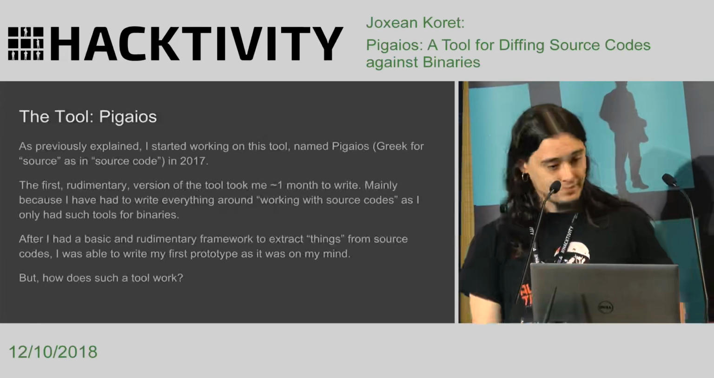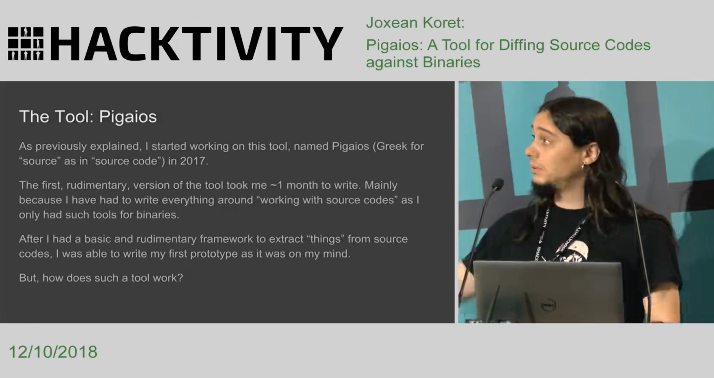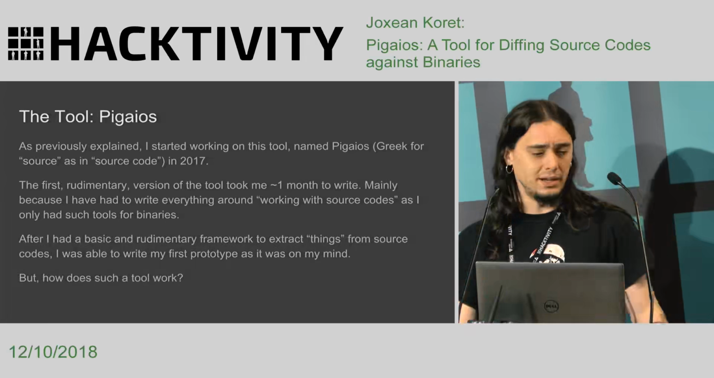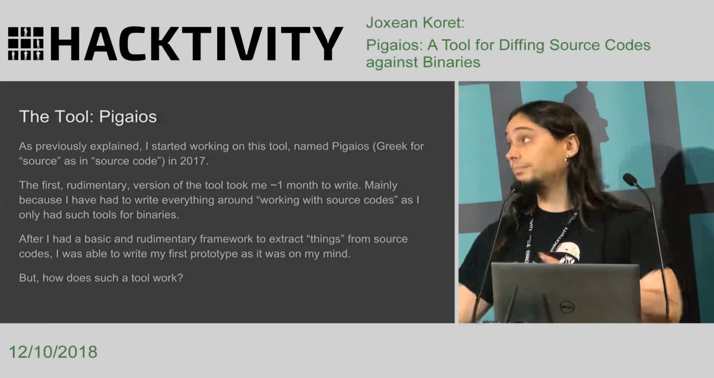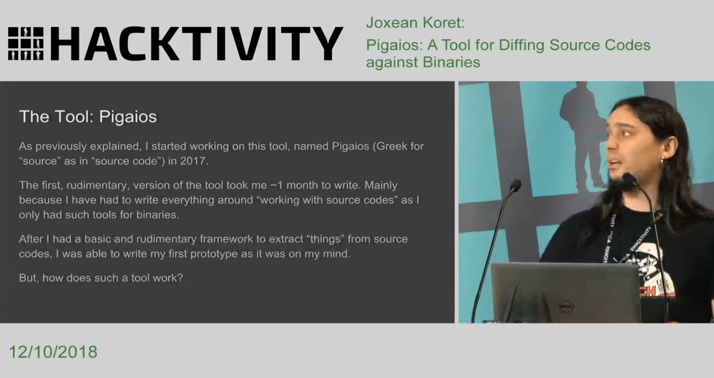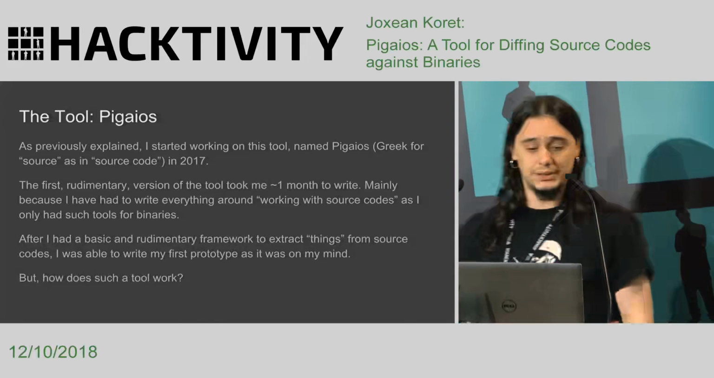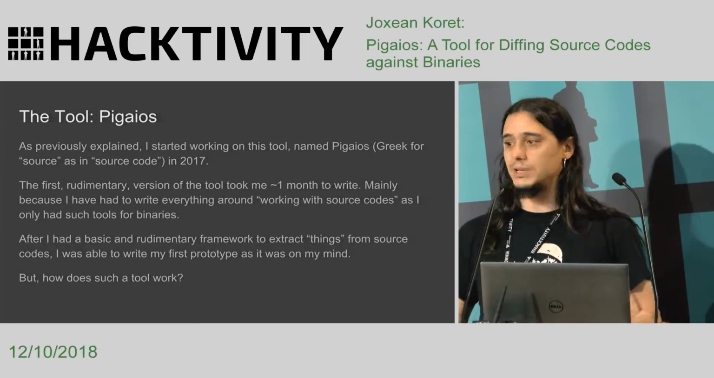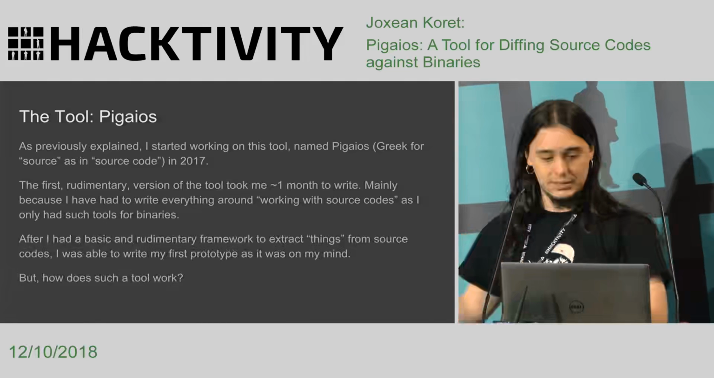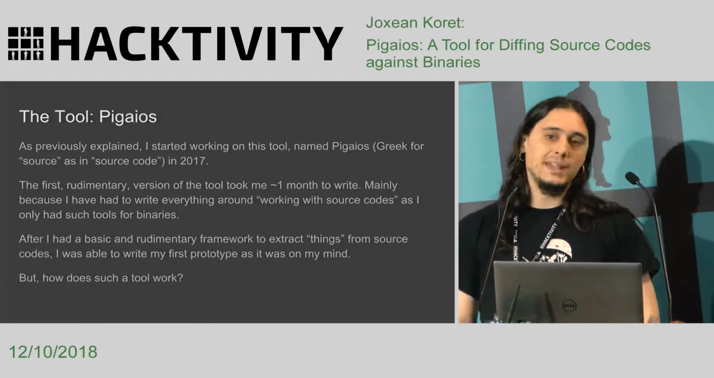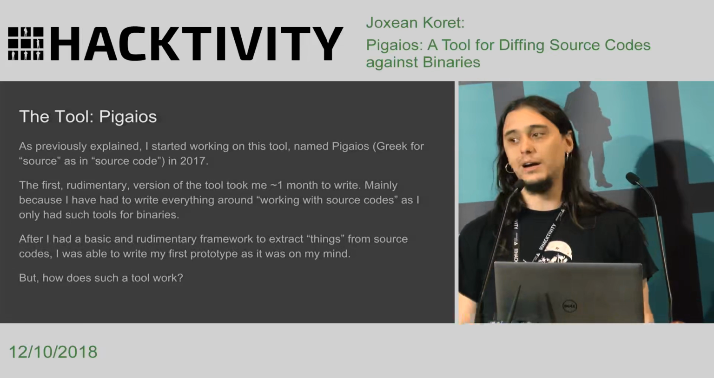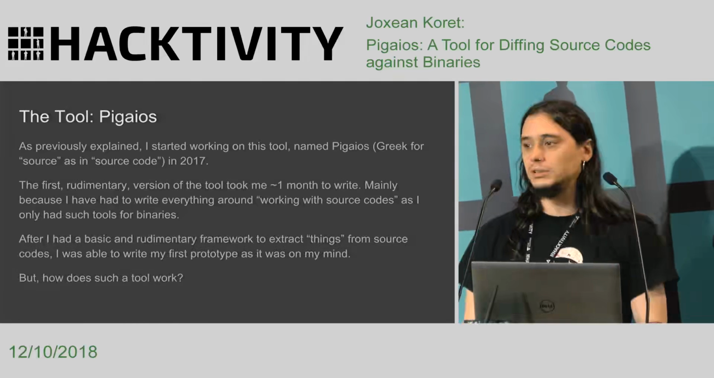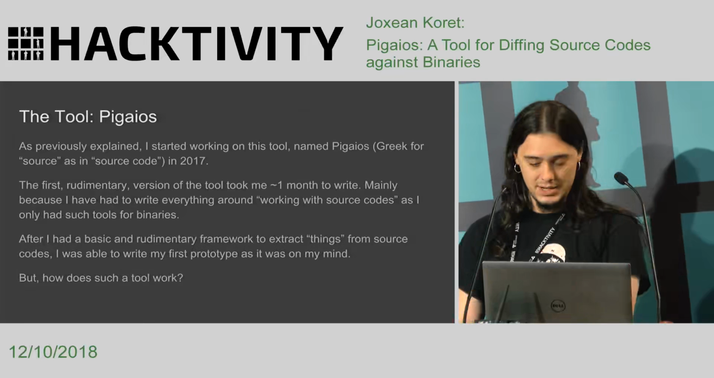So, the tool. As I previously explained, I started working on this tool, named Pigaios, which is Greek for source, as in source code, in 2017. The very first rudimentary version or prototype of the tool took me around 1 month to write, mainly because I didn't have any tool or framework to work properly with source code, as we have IDA for working with binaries. After I had a pretty basic and rudimentary framework for working with source code, I could extract things from the source code and start comparing things.